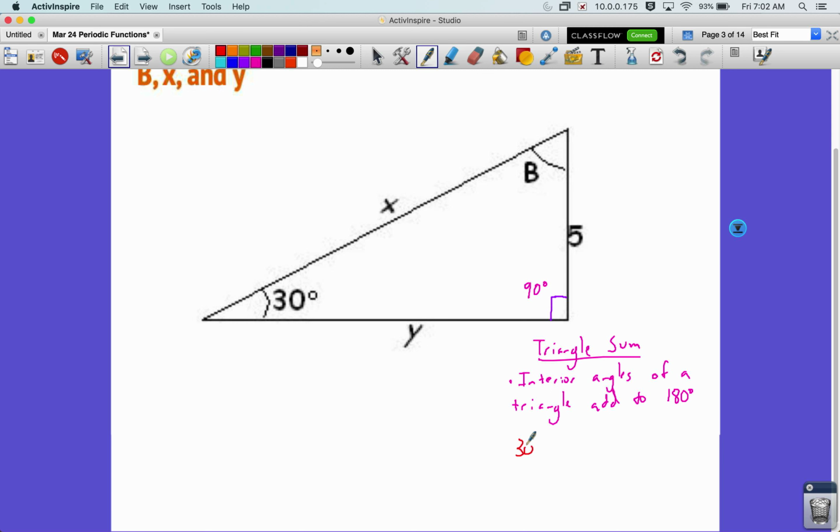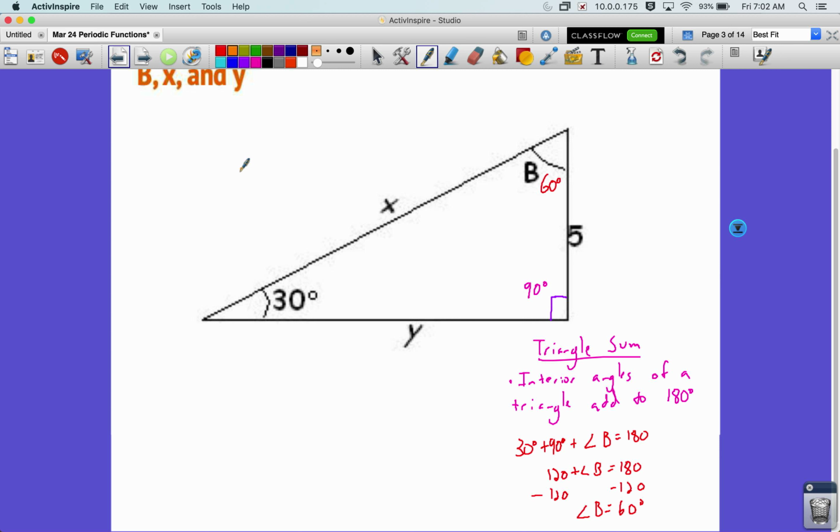So I've already got two of them, so I can find the last one using this, saying that 30 degrees plus 90 degrees plus angle B must be equal to 180. Add these two together, we get 120 plus angle B must equal 180. Subtract 120 from both sides. I get that angle B must be equal to 60 degrees. So this angle up here must be 60 degrees. We'll just go ahead and fill it in on the triangle.